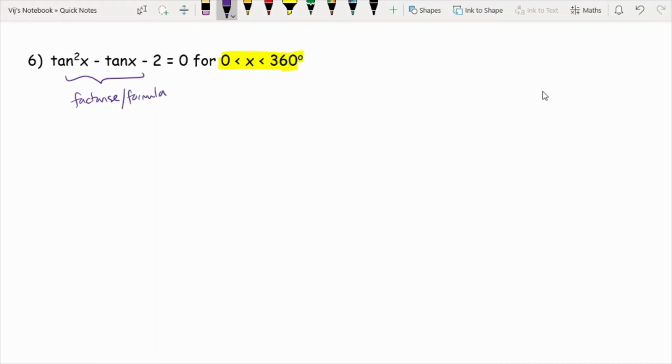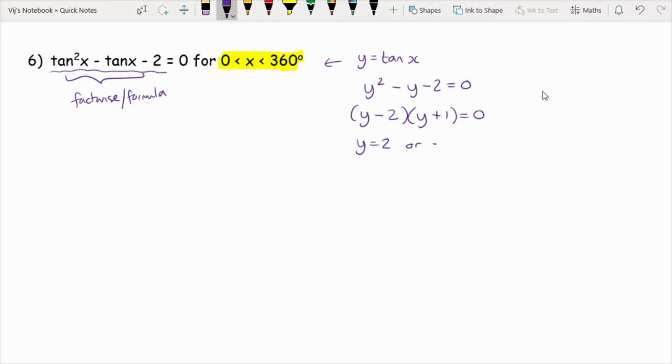Now if you're not liking the trig equation in this format, then one thing you could do is rewrite it. So if you just assume that y equals tan x, and one of the reasons why I'm using y instead of x is because x is already in the equation, then what this would look like is y squared minus y minus 2 equals 0. If I go on to factorize this, I get y minus 2, y plus 1 equals 0. And I end up with the solutions of y equals 2 or minus 1.